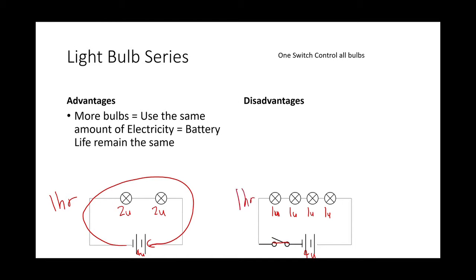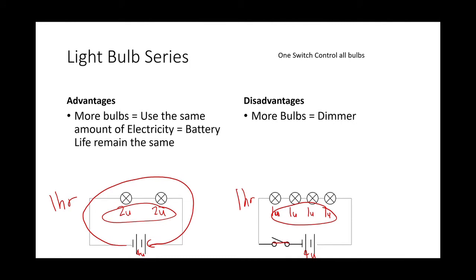The reason is very simple. Just because you connect more bulbs doesn't mean that they'll be using more electricity. They're still using the same amount of electricity. They are sharing it, as you can see. So the battery life remains the same. So this is the advantage of a series light bulb connection.